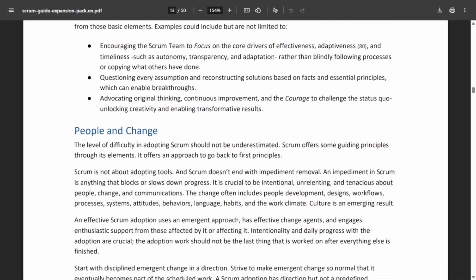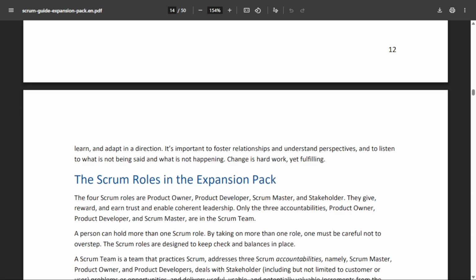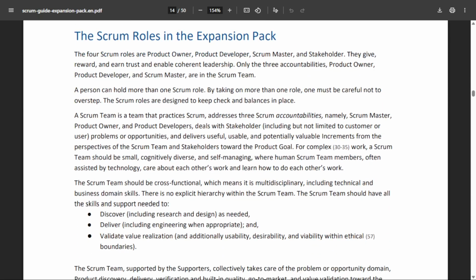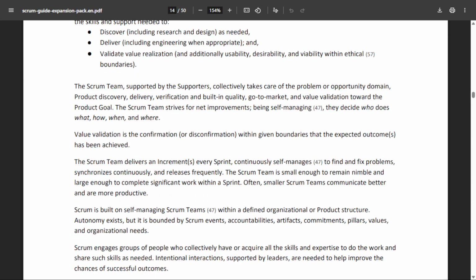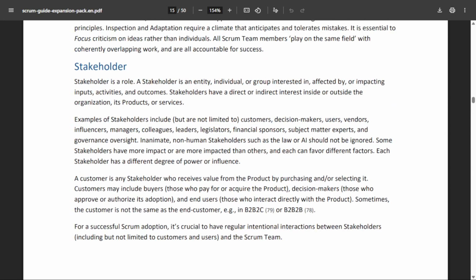Lastly, in this section, we have people and change. And here, you've got to recognize that transformation is emotional. You've got to manage resistance. You've got to lead through that resistance. And then you've got to celebrate wins and build resilience. Here we get into the Scrum roles in the expansion pack. And there are some roles that have been brought to the surface, and some of these are obvious. One is stakeholder. We don't necessarily use that word a lot in the Scrum Guide, but here in the expanded roles, we see that the stakeholders are not passive observers. They co-create value by giving feedback and aligning priorities.